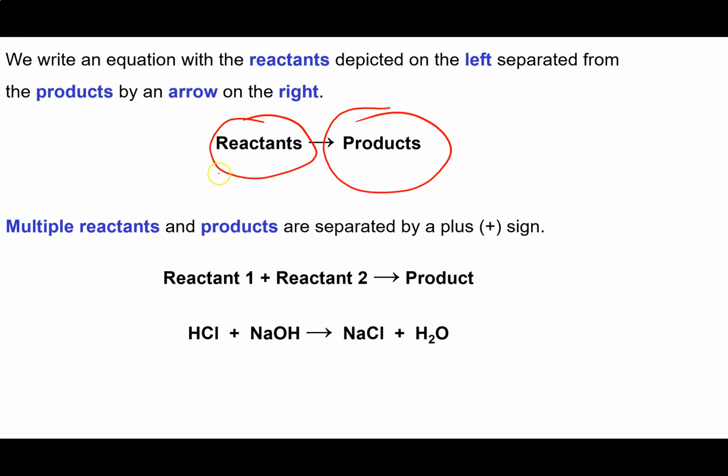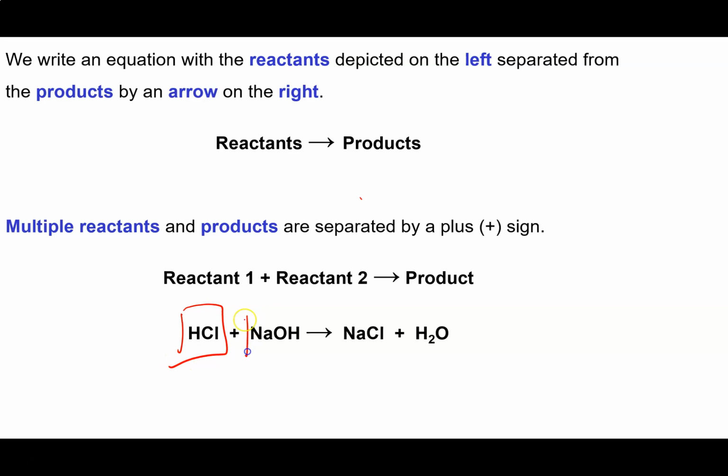Pretty simple idea. As we mentioned previously, sometimes the reactants are referred to as reagents and also as starting materials. So those are synonyms for the word reactants. Commonly, we'll have multiple reactants and maybe even multiple products. When that's the case, the reactants and products are separated from one another by plus signs. So here's a good example here. We have hydrochloric acid reacting with sodium hydroxide to produce sodium chloride and water.